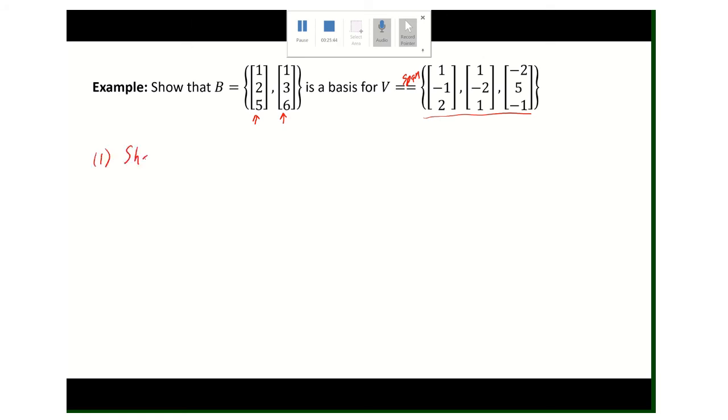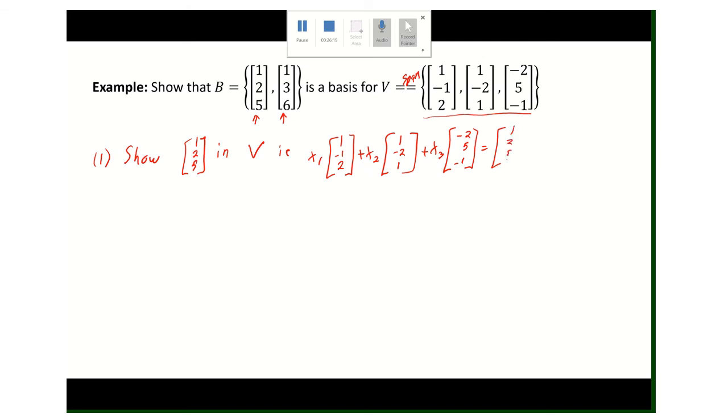So first off, show that our vector 1, 2, 5 is in V. So take the first vector. How do we do that? Well, what's V? V is the span of these 3 vectors. So that means that we have to show that x1 times (1, -1, 2) plus x2 times (1, -2, 1) plus x3 times (-2, 5, -1) equals the vector we're looking for, (1, 2, 5), has a solution.